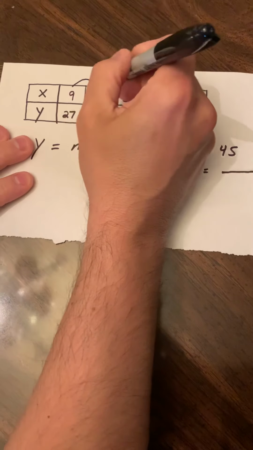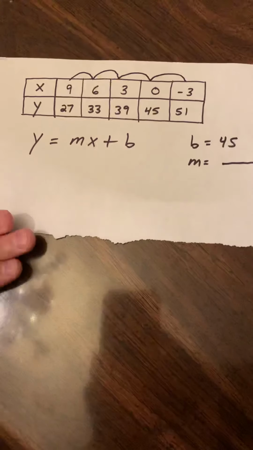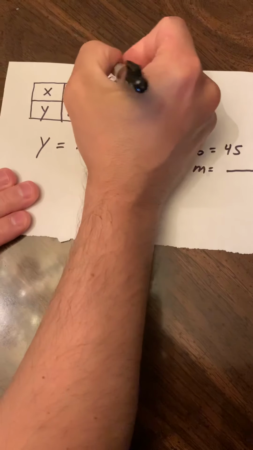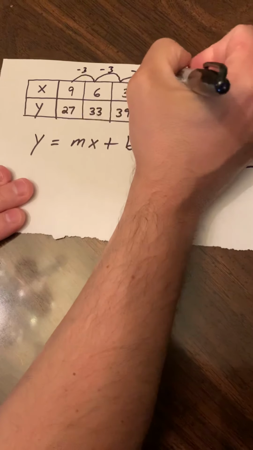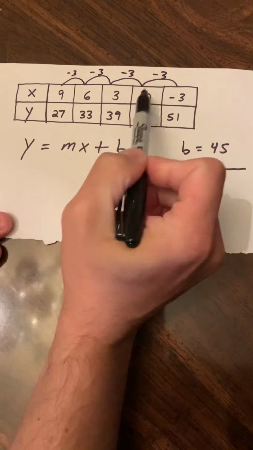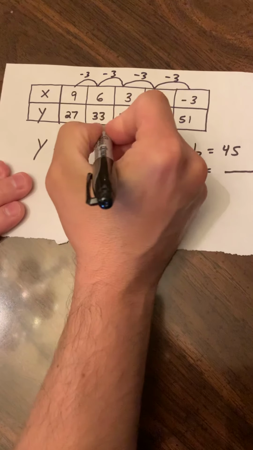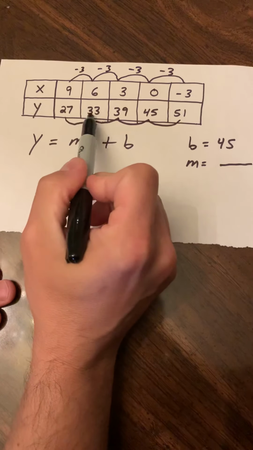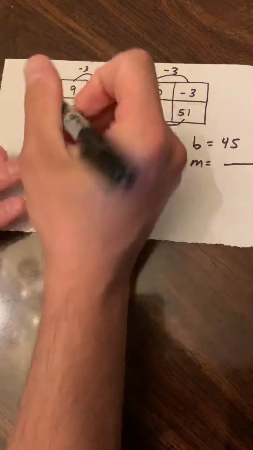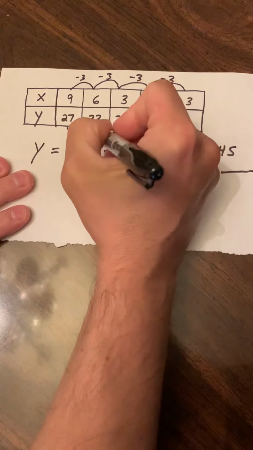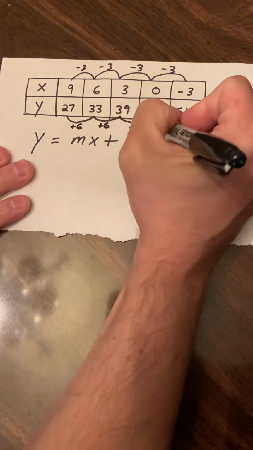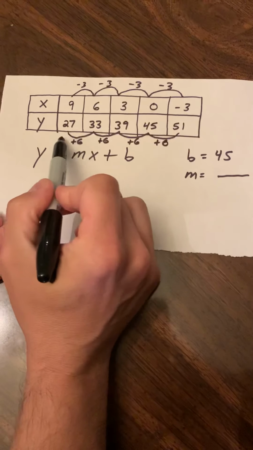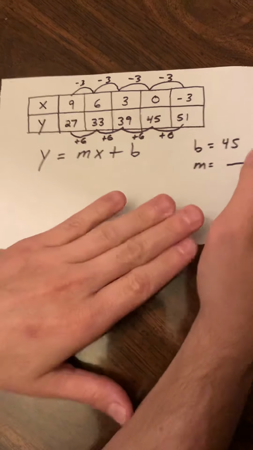So it looks like this time my x values are doing what? Yep, they're decreasing by 3 each time. Okay, these are going down by 3. What's happening to my y's? Okay, yep, there's a pattern again. Looks like these are jumping up by 6. Okay, so this is called my change in x. This is called my change in y here. So we're going to make that into a ratio now.